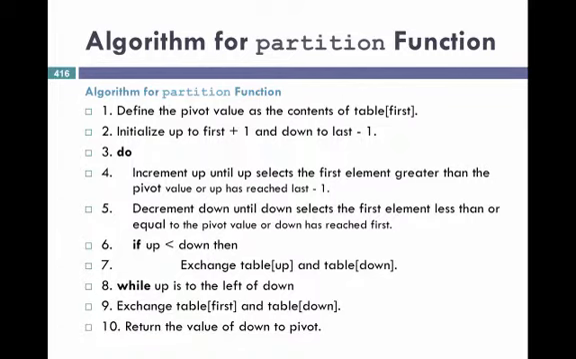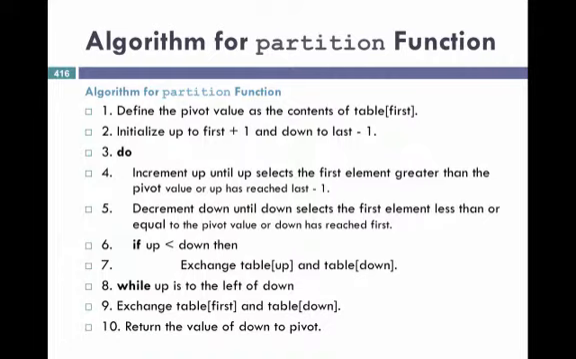So here's the pseudocode for this partition function that's listed here. We define the pivot value. We initialize up to first plus 1 and down to last minus 1. And here's where we're incrementing up to select the first element that's greater than the pivot, and kind of the opposite thing as we decrement down until it selects the first element that's less than or equal to the pivot.